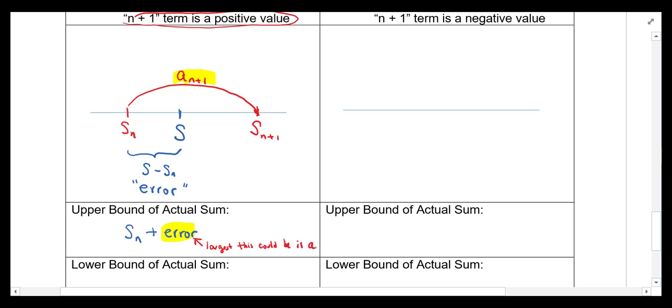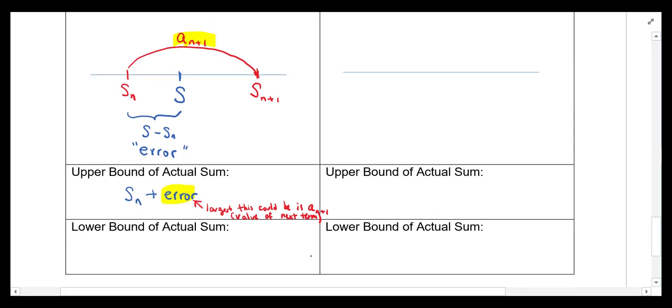So the largest this error could be is actually a sub n plus 1, which is really the value of the next term. That's what I want you to understand. So the lower bound, well, what's the lower bound? The lowest it could be is just s sub n, because that's what we started with.